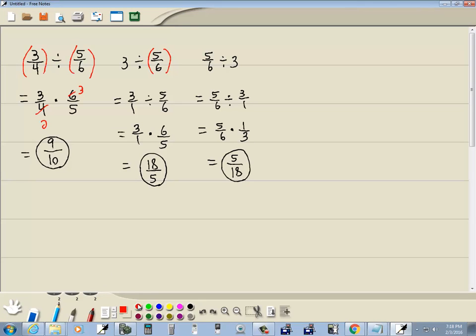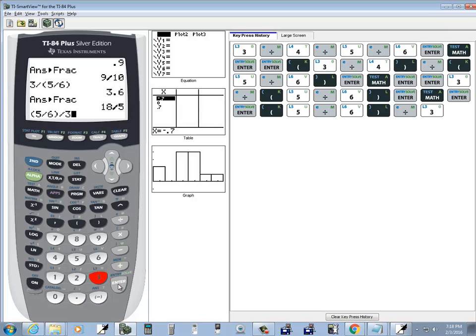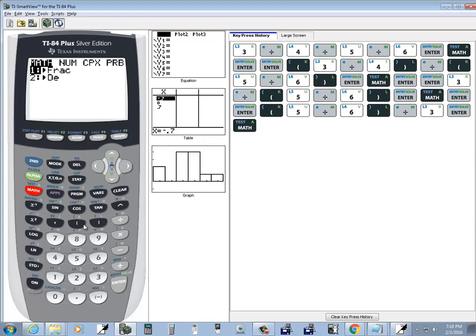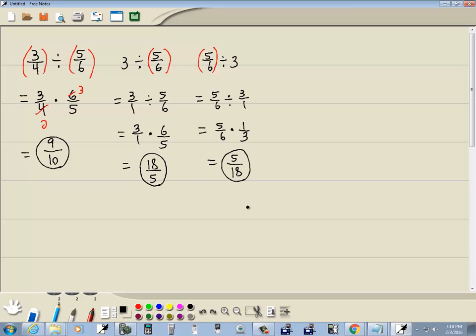On our last example here, we'll put parentheses around the 5/6. So I'll do beginning parentheses, 5 divided by 6, closing parentheses, divided by 3, enter, and then you do Math, Enter. And we get our 5/18.